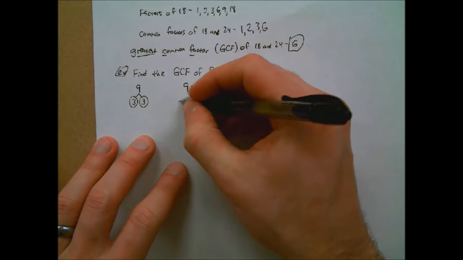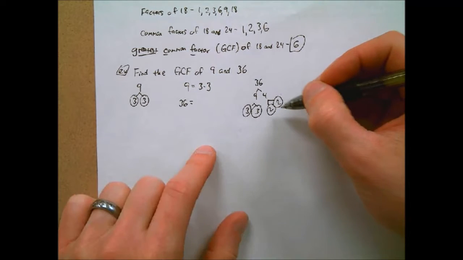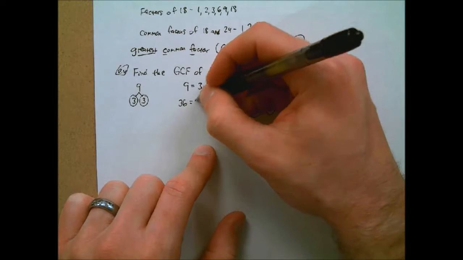All right, so let's say 36 then. Okay, so 36, and I'm going to put them in numeric order, so it's going to be 2 2s, 2 3s. So 2 times 2 times 3 times 3.